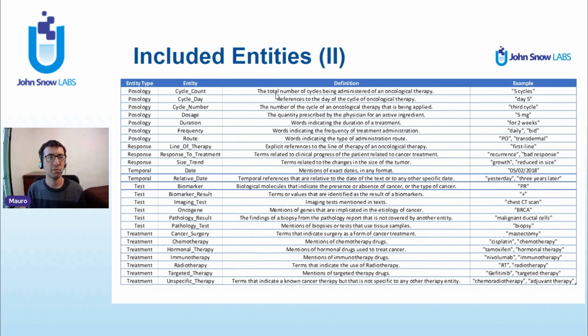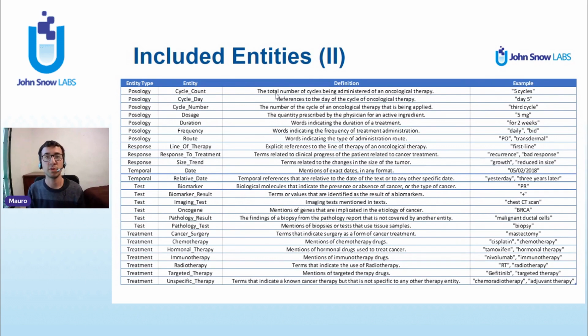Okay, so moving on with the entities, there are many posology entities. Some of them are specific for oncology, like the ones referring to cycle count, cycle day, cycle number, and other ones are unspecific, like duration or frequency.